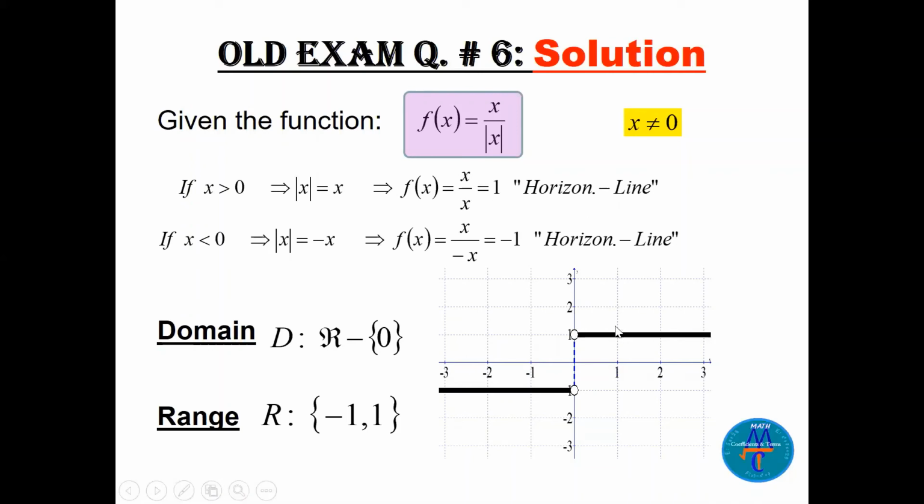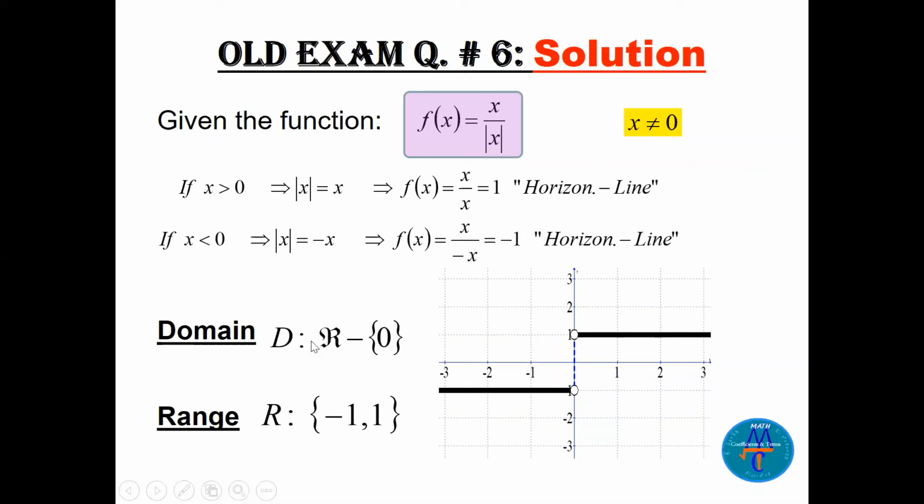See, this is the line. X positive, remember, I cannot extend it here. If x is negative, the absolute value is minus x. This is the definition, guys. So f of x will be x over minus x, which is minus 1. Another horizontal line. Remember, x cannot be 0.